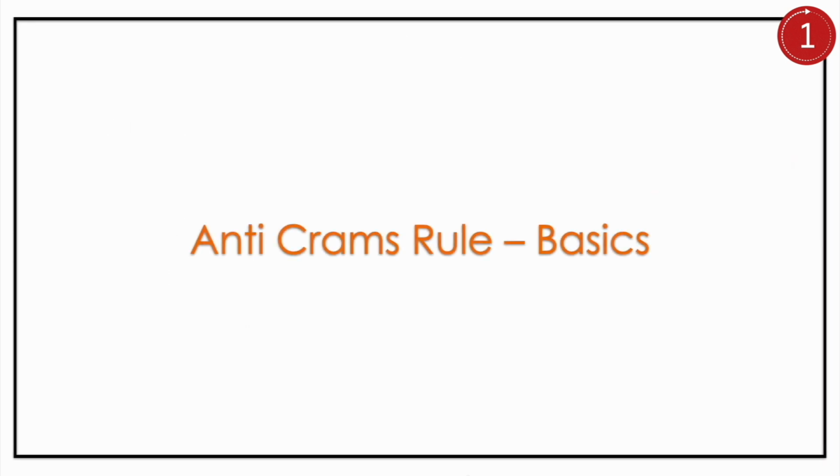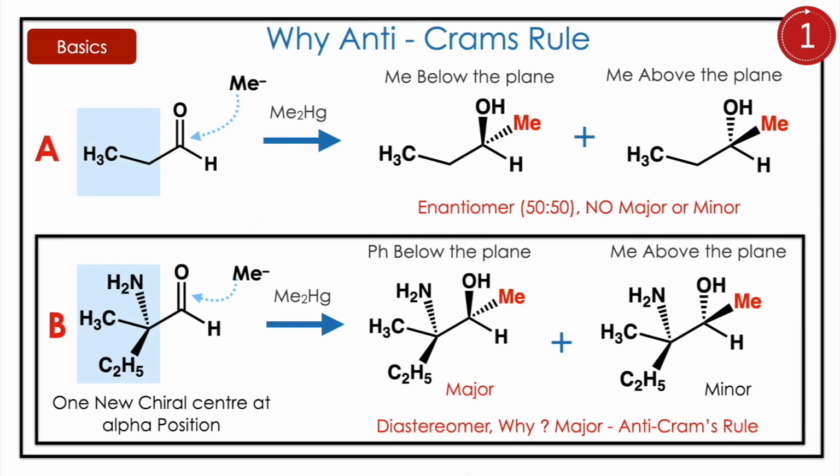At first, we will see what is anti-CRAM's rule and the basics involved. Why is the anti-CRAM's rule required? Let us take the ideal condition. You have a carbonyl, and at the alpha position you don't have any groups, just hydrogen. You are reacting with methyl magnesium. The methyl can add above the plane or below the plane. Here I have shown dotted and wedged structures. So the possibility is 50-50.